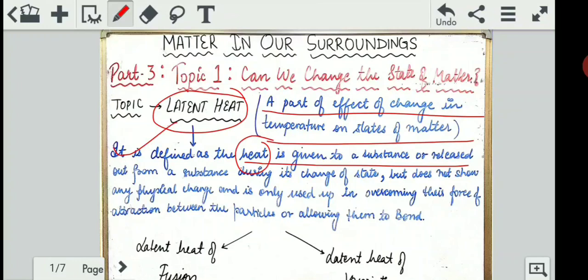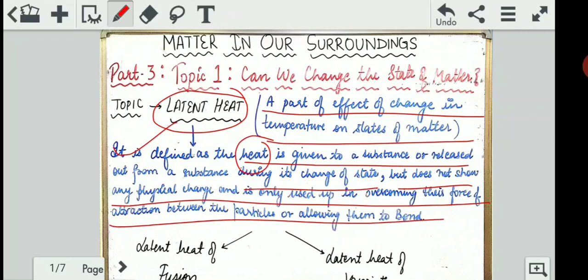When we convert solids into liquid, we give a lot of heat so that the particles separate from one another. But when we convert liquids into solids, we take that same heat back so that the liquid particles come close to each other and hence convert into solid, right? So during this change of state of matter, it does not show any physical change and is only used up in overcoming the force of attraction between the particles, thus allowing them to bond.